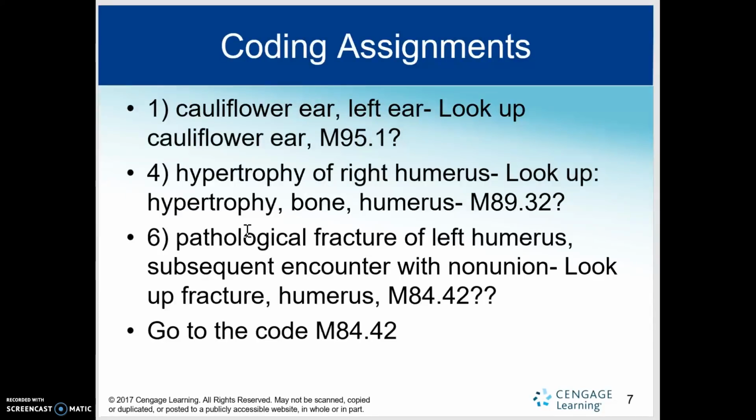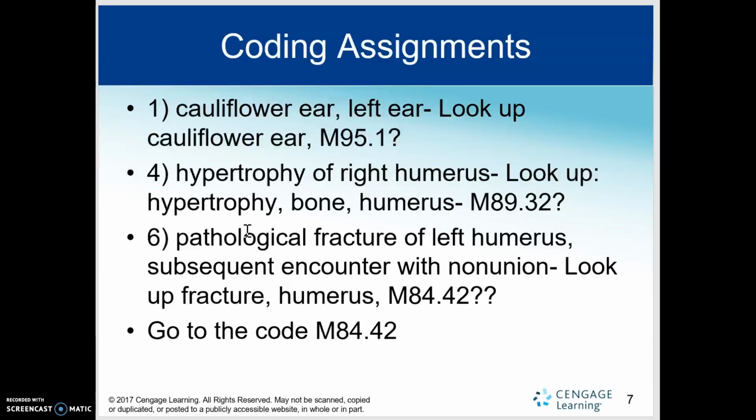So M95, let's go find that one. M95.1, and let's find out where we get our last couple of digits for this one. M95.1, cauliflower ear. We have to know if it's unspecified, if it's our right ear or our left ear. Well, if you take a look at your textbook, it is cauliflower ear of the left ear. So our complete code for this one will be M95.12. So M95.12 is your code for this one.